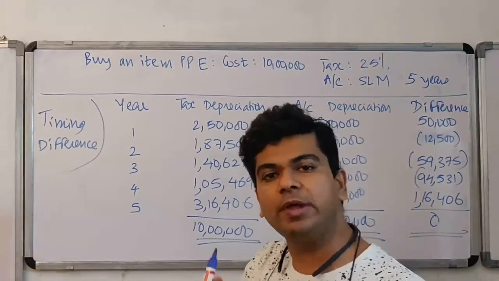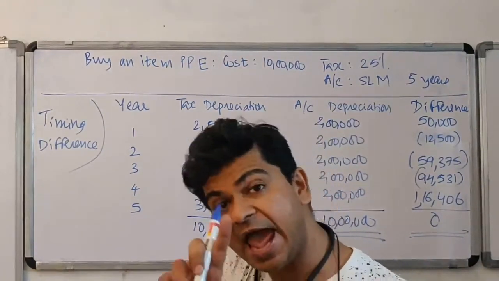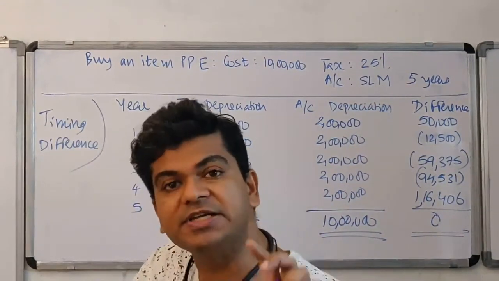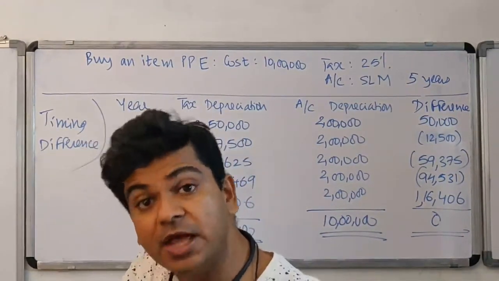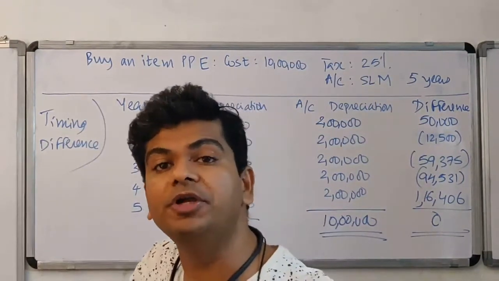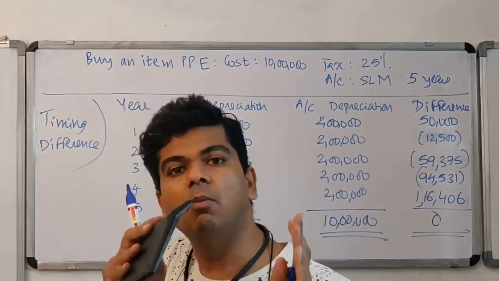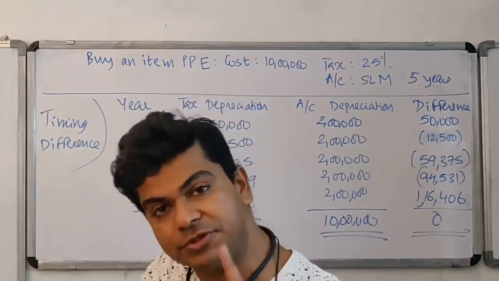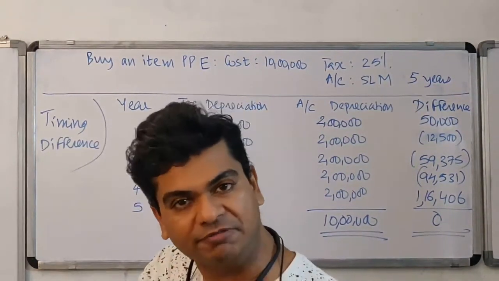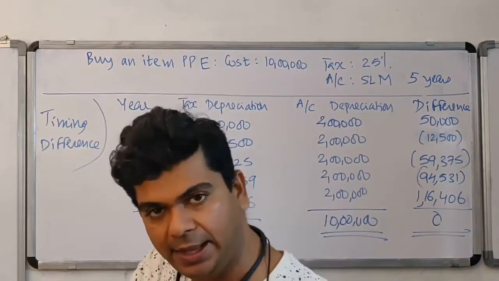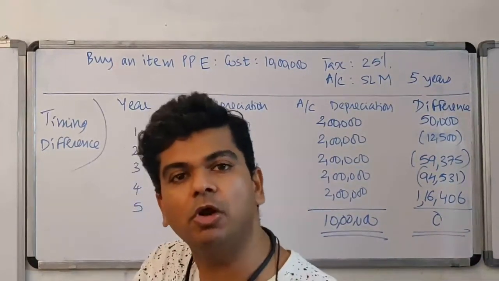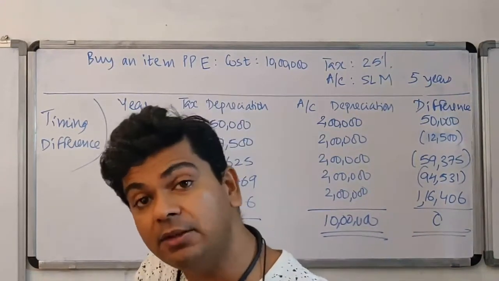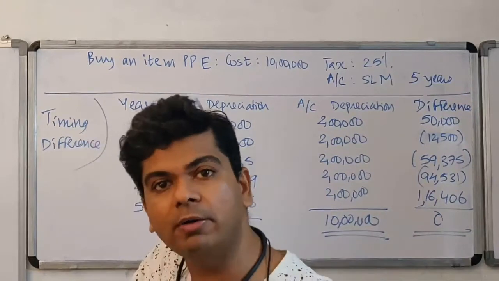Any difference between your accounting profit and taxable income caused by an item which is having a timing difference will ultimately lead to deferred taxes. More about deferred taxes later. More important right now is to understand the concept of timing difference. It's a difference which will originate in 1 period and will reverse itself in the next period or periods.